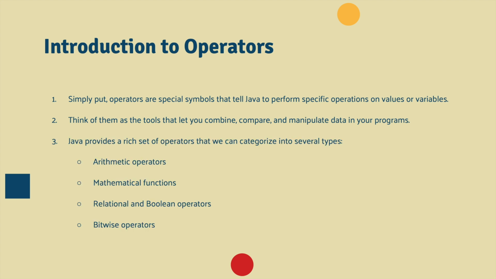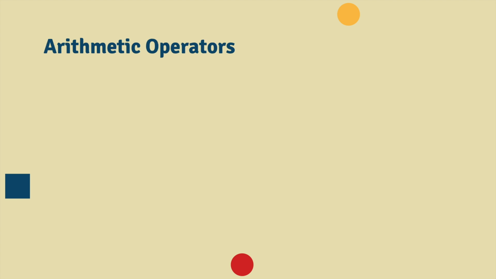Java provides a rich set of operators that we can categorize into several types. Some of these operators are arithmetic operators, mathematical functions, relational and Boolean operators, bitwise operators, and several others we'll explore today. Let's begin with arithmetic operators.